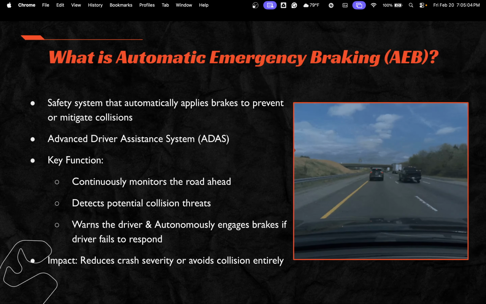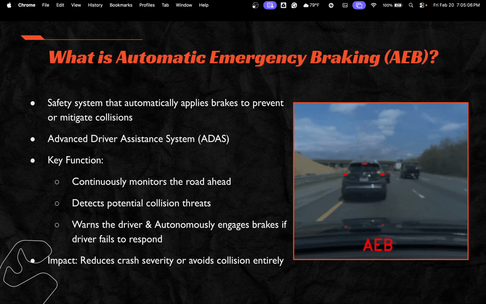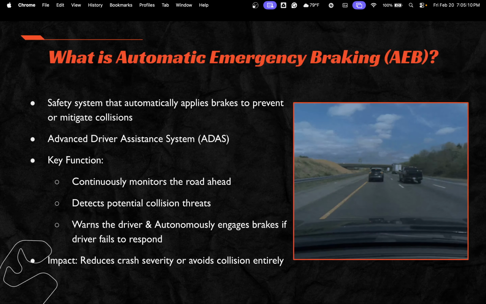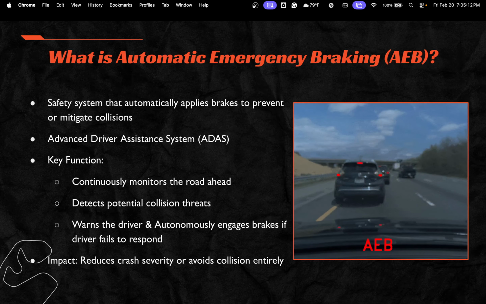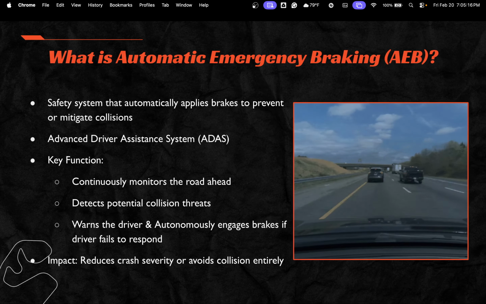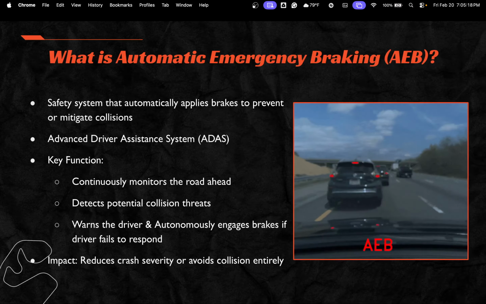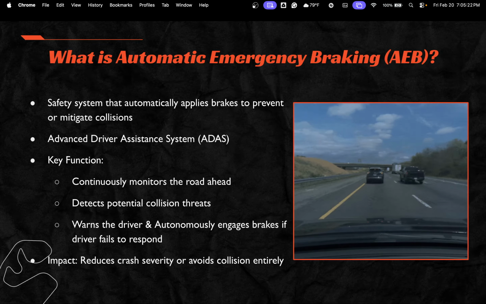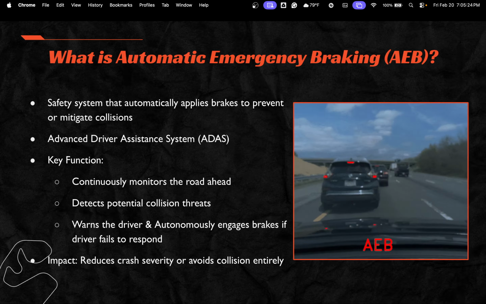And it has been proven that this system reduced crashes by a lot, and also reduces the severity of the crashes themselves. So I believe in Europe right now, all new cars that are being manufactured must have that system in there. And today we will pretty much be trying to go over the basics of that system.